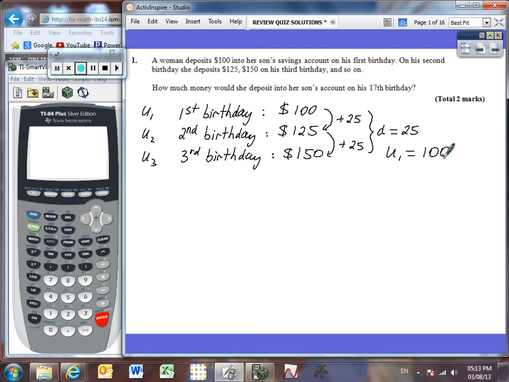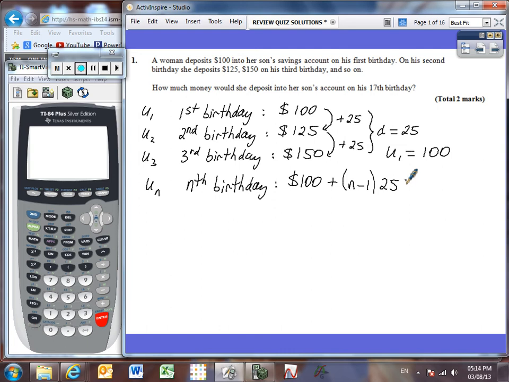Furthermore, you might notice that in order to get U3, the third birthday, we had to take the original value and add 2 of the common differences. That is to say, for the third birthday, 1 less than 3 of the common differences. In general, we're dealing with an arithmetic sequence such that on the nth birthday, however old he is, he earned the original $100 plus n minus 1 increments of $25. So that's a way of thinking about the nth term.